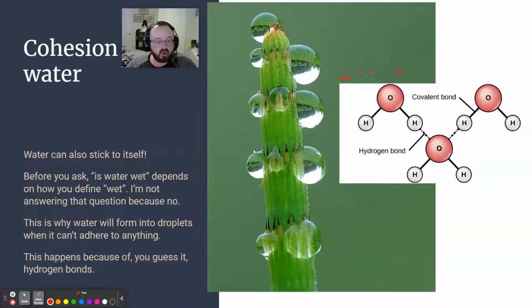Water can also have cohesion. The prefix co means together. So it is water molecules sticking to itself. Here's one water molecule, here's the other. We have our hydrogen bond between the oxygen and the hydrogen. There is a whole mathematical surface area reason for why it forms droplets, but water will form droplets because it can stick to itself because of these hydrogen bonds.